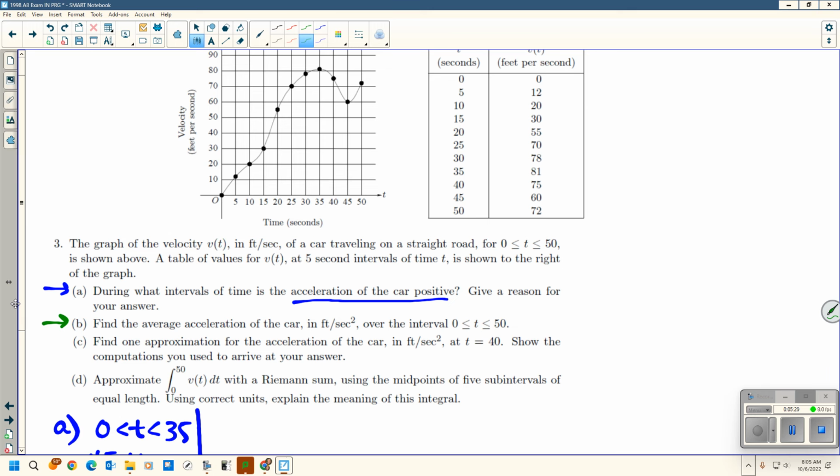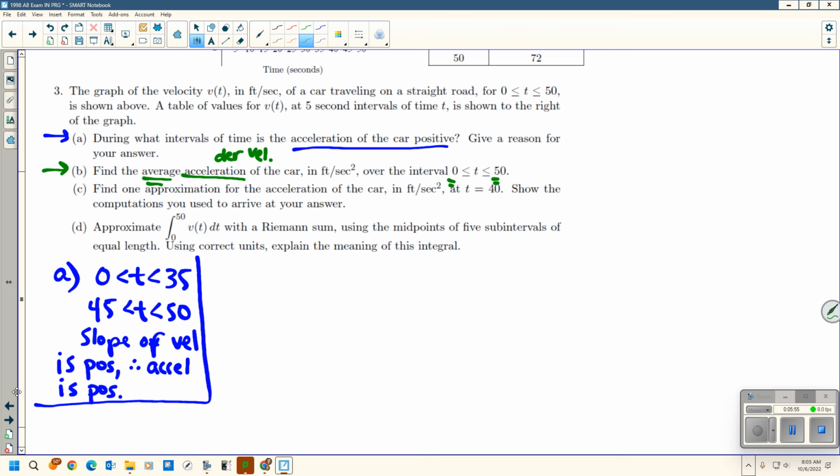Find the average acceleration of the car in feet per second between 0 and 50. Now, we just said that acceleration is the derivative of velocity, right? And we want the average. So anytime we want the average derivative or the average slope, all I've got to do is change in y over change in x. In this case, it's going to be my change in velocity over my change in time, from 0 to 50.